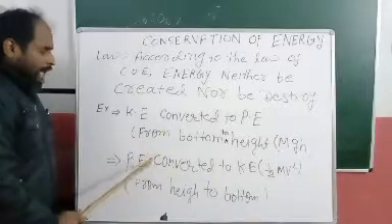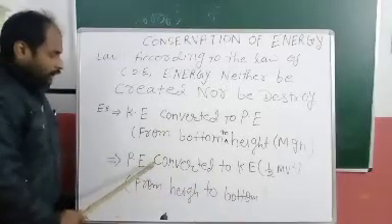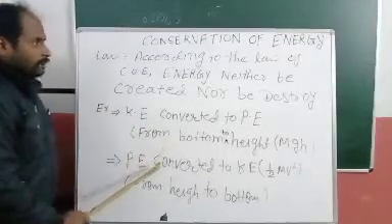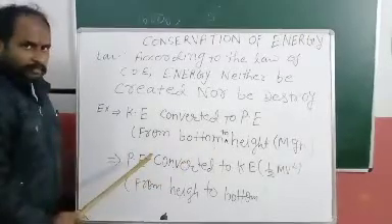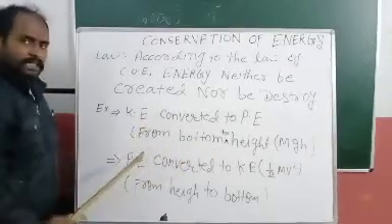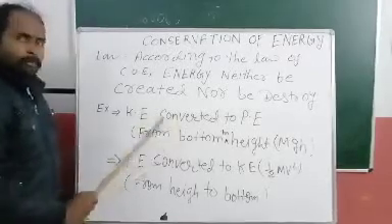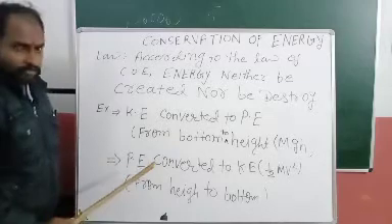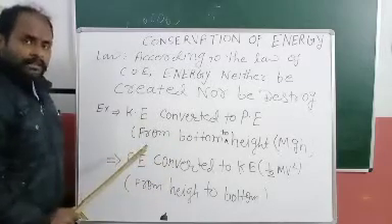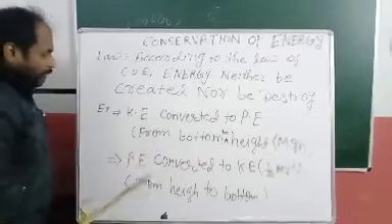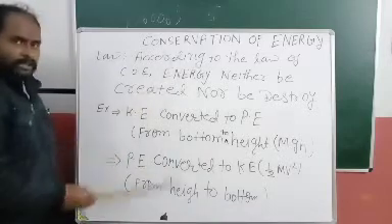In the case of potential energy from height to bottom, the object falls down from a certain height and the height reduces continuously. Lastly h becomes 0. The value of potential energy is 0, but you gain kinetic energy, from height to bottom. All the students please note down.